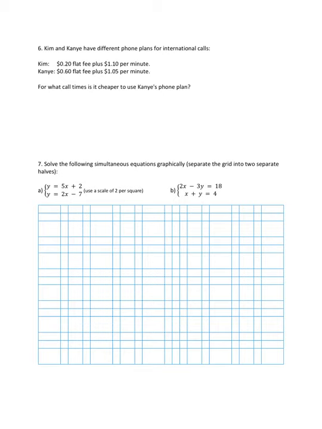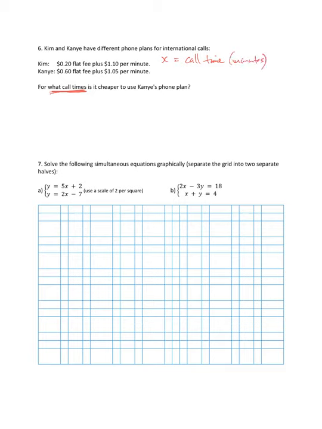So here we have phone plans for international calls. Kim and Kanye have different phone plans for international calls. Kim's got a 20-cent flat fee plus $1.10 per minute. Kanye's got a 60-cent flat fee plus $1.05 per minute. For what call times is it cheaper to use Kanye's phone plan? So x is going to be call time. We're working in minutes here.